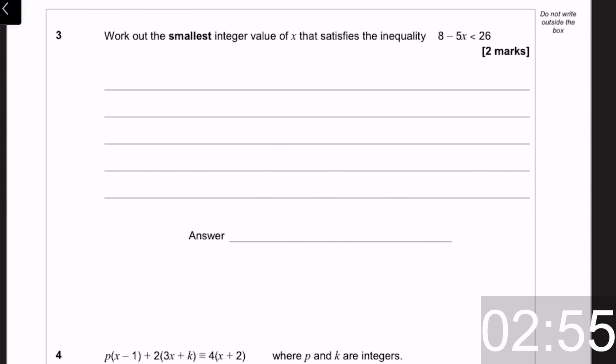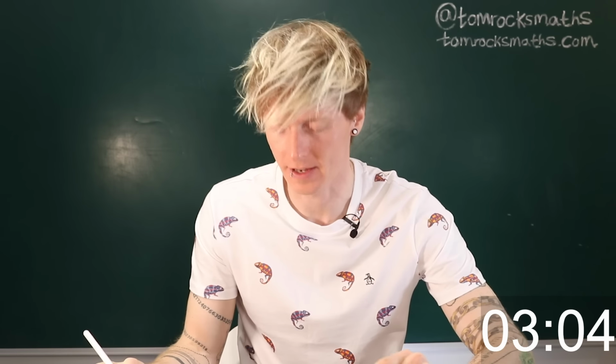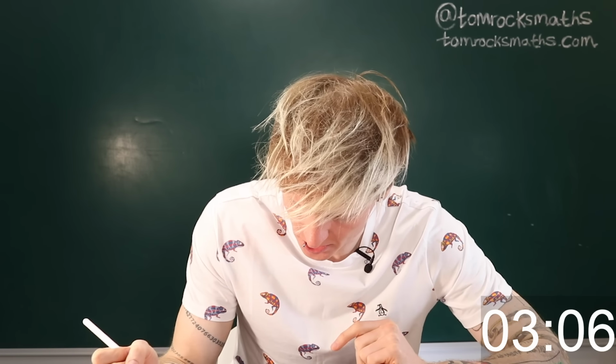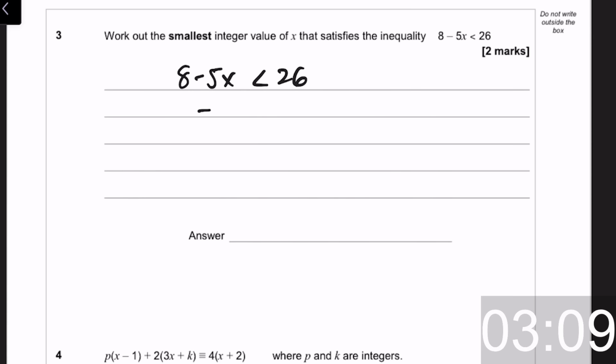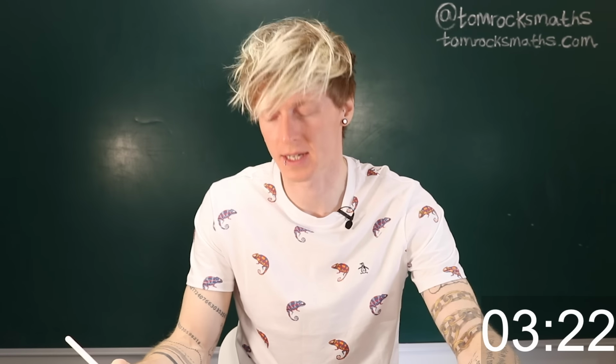Thank you, Ben. Right, work out the smallest integer value of x that satisfies this inequality. Okay, so 8 minus 5x is less than 26. We want the smallest value. Sure, so let's subtract 8 from both sides. So I need -5x to be less than 18, which means I need x to be greater than, if I divide through by the -5, minus 18 over 5. So what's that? That's like 5 and a bit.